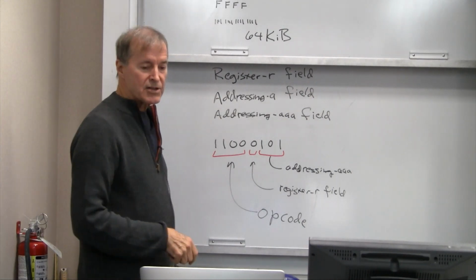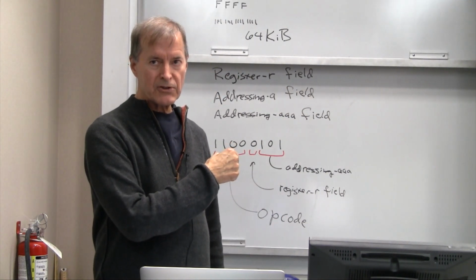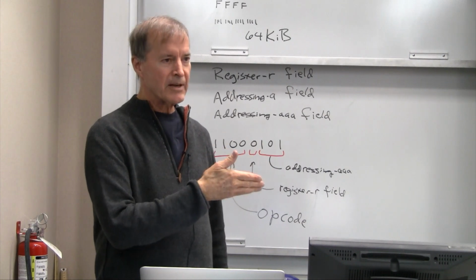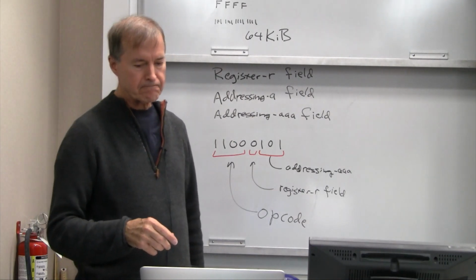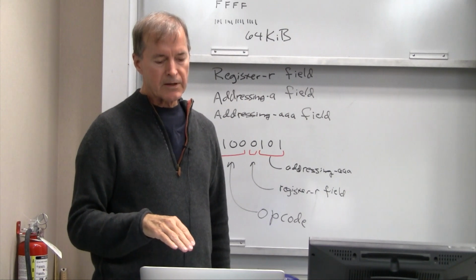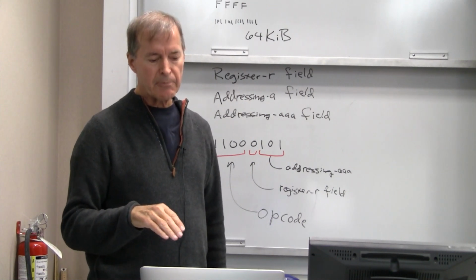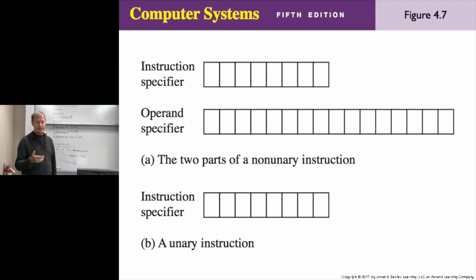And for your homework assignment today, all you have to do is be able to use this table to identify these fields in an instruction, to just look up and report what they are. So these next few tables show how to do that. Like I mentioned before in figure 4.7, instructions come in two flavors. In part A, an instruction could occupy both the instruction specifier and the operand specifier. Or part B shows the shape of a unary instruction, which only has an instruction specifier. So there are two different kinds of instructions.